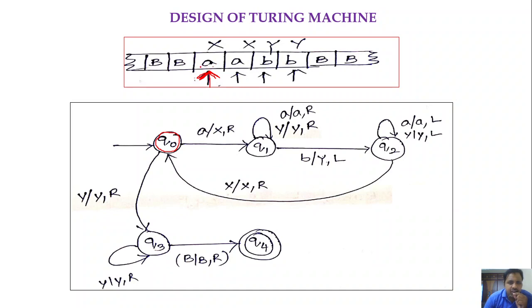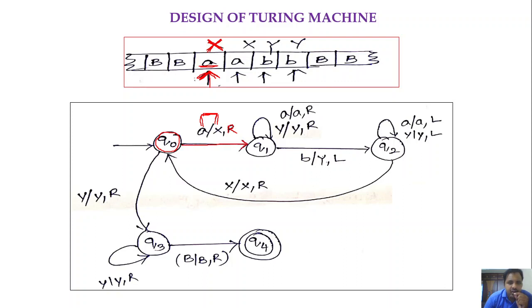So the moment when we find A, we replace that A with X and move the head towards right. So whenever we see A in Q0, we replace that A with X. In Q0, if we see A, it means it is the first symbol, right? So in Q0, if we see A, we will replace that A with X and move the head towards right. Done. So this A has been replaced with X. And we move from state Q0 to Q1.